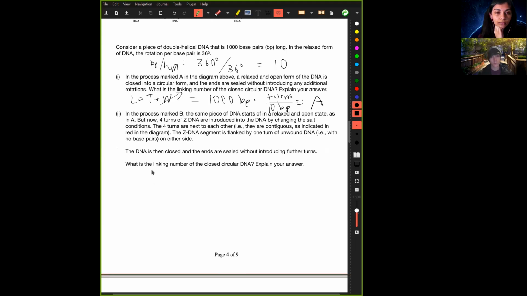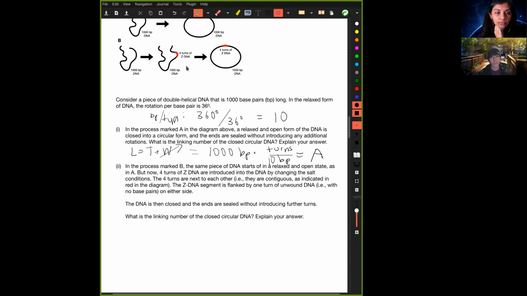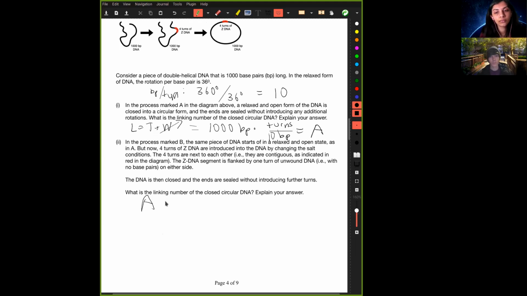So then in part 2 of the question, in the process marked B, the same piece of DNA starts in the same way, and then we introduce 4 turns of zDNA, which are each flanked by unwound DNA, and then we close the loop together. So for this problem, the way I want you to think about this is that given that we have, let's say, a twist of A for a perfectly relaxed piece of DNA in setup from part A, now we want to know what each of these changes would do to the closed piece of DNA.